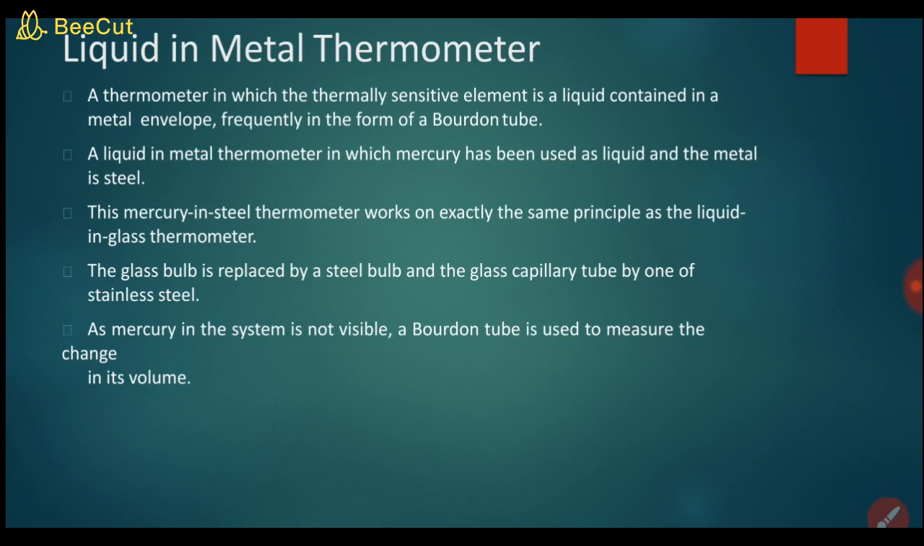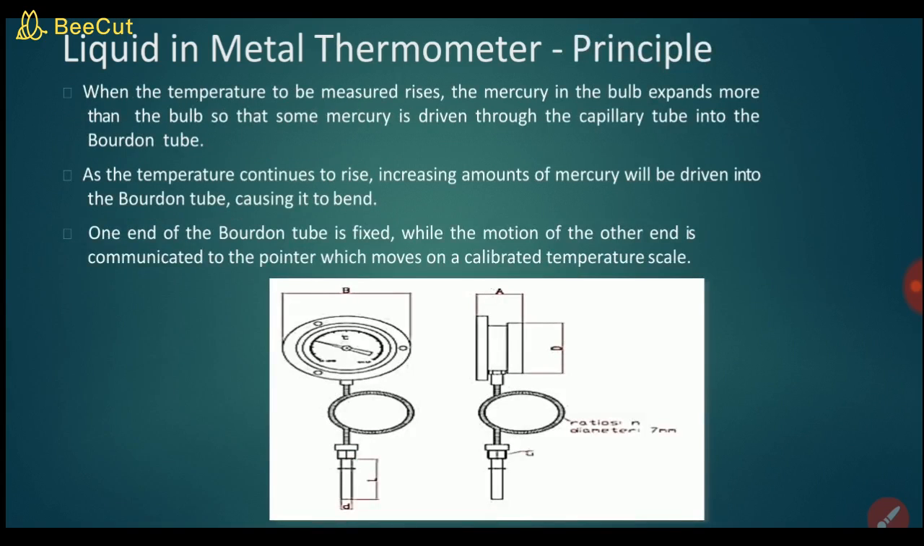If we talk about the liquid in metal thermometer, student, it is a thermometer in which the thermally sensitive element is a liquid contained in a metal envelope, frequently in the form of a Bourdon tube. So in a liquid in metal thermometer, mercury is used as the liquid and the metal is steel. Okay, so the liquid we will use here is mercury and the metal we will use is steel. So the mercury in steel thermometer works exactly on the same principle as we discussed earlier. It is only that the glass bulb is replaced by a steel bulb, and the glass capillary tube is one of stainless steel. As mercury in the system is not visible, a Bourdon tube is used to measure the change in its volume, as you see in the diagrams.